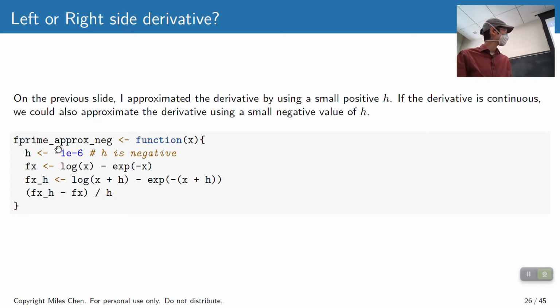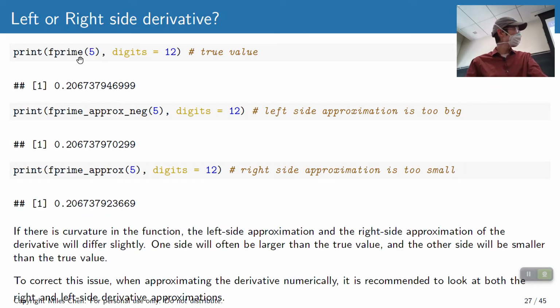So same function, except here the h, instead of being plus 10 to the negative 6, I'm doing negative 10 to the negative 6. Okay, and so the true value, f prime, is 0.20673794699. If I use the negative approximation, it's 206,737, and then the value where it differs, instead of 4699, I get 70299. And if I take the right-hand side approximation, then my last 5 digits go 23699.